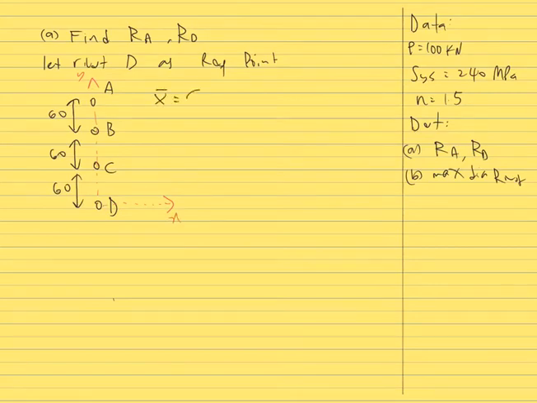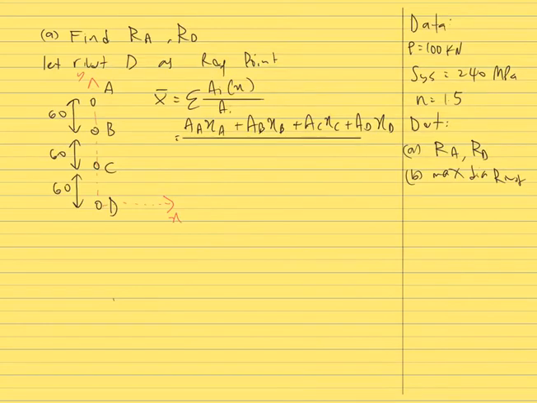Now let's find the x coordinate of the centroid. It is the summation of the area of each rivet times its distance from the reference point, which is rivet D, divided by the total area of all the rivets: rivet A, plus rivet B, plus rivet C, plus rivet D, divided by the total area of rivet A plus rivet B plus rivet C plus rivet D.